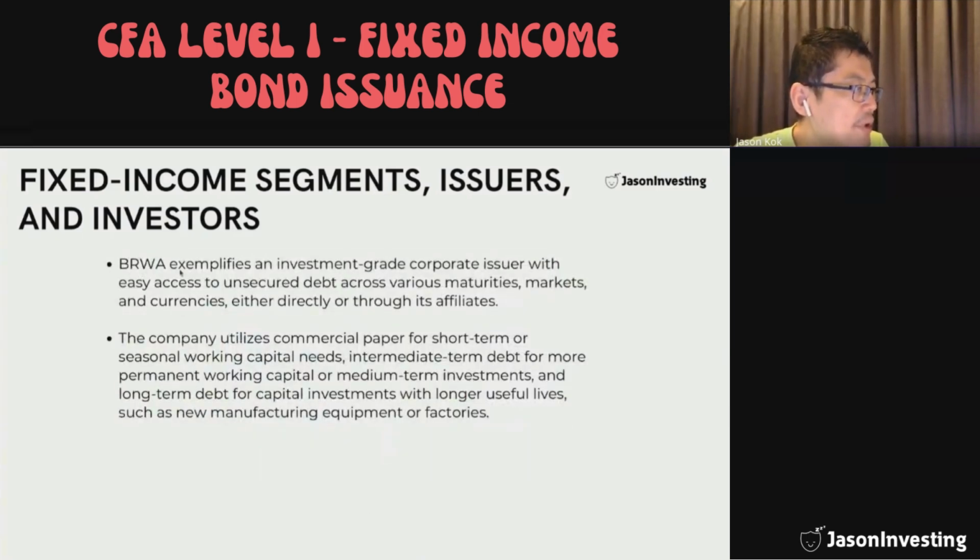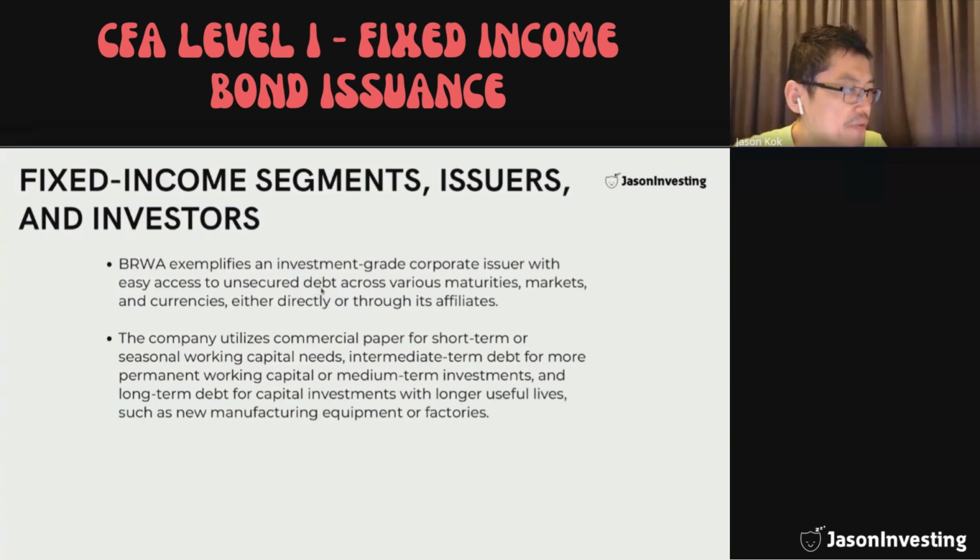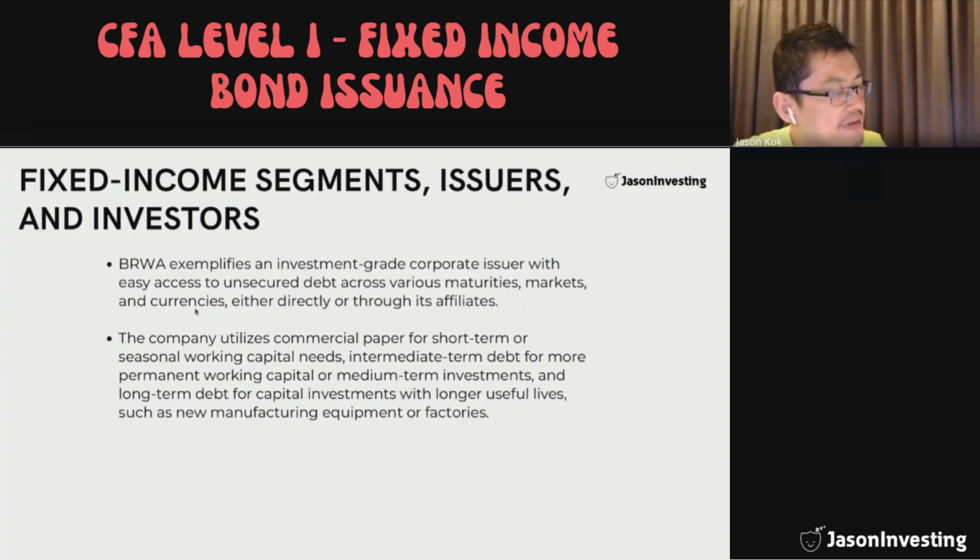Okay, BRWA exemplifies an investment grade corporate issuer. So investment grade is higher grade bonds, unlike higher yielding junk bonds. So it means that the corporate issuer will have easier access to unsecured debt. So they don't necessarily have to issue secured debt, which has a lower interest rate and a higher cost for the issuer across various maturities, markets, and currencies. So different currencies will entail different interest rate based on the country's interest rate.